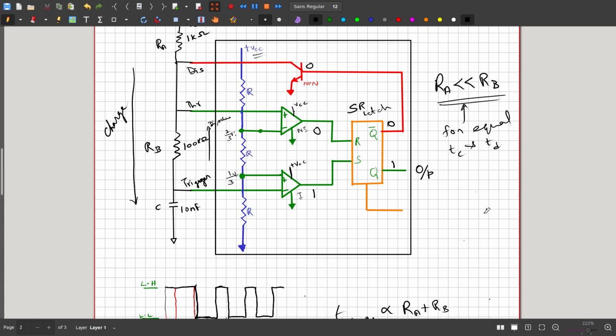So this is how the astable multivibrator works. Okay, so with this, today's topic is complete, that's it, and we can discuss op-amp multivibrators in the following lectures. Okay, thank you.